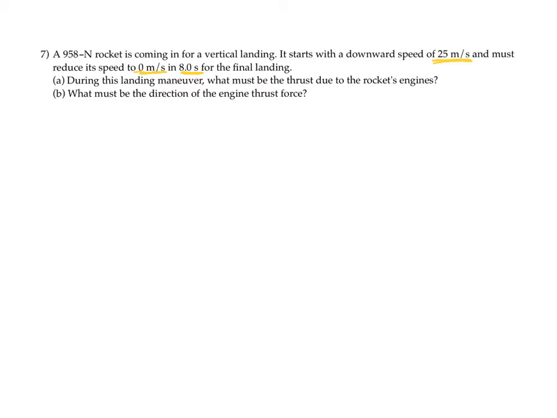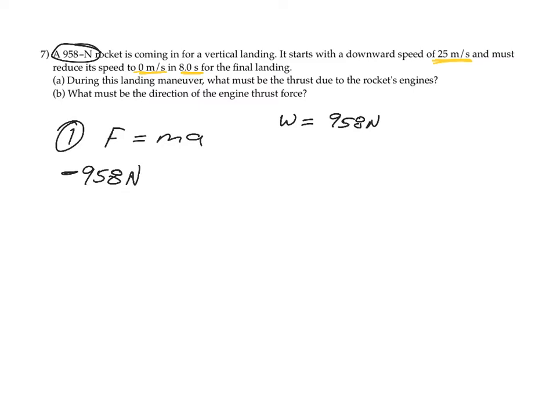So let's go to, I always go to what I need first. They need F equals ma. But I've got a lot of forces going on here. I have a weight. So the weight of the object is already given. That's 958 newtons, and that would be directed downward. So its weight is 958 newtons. And I need to know the force of the thrust.